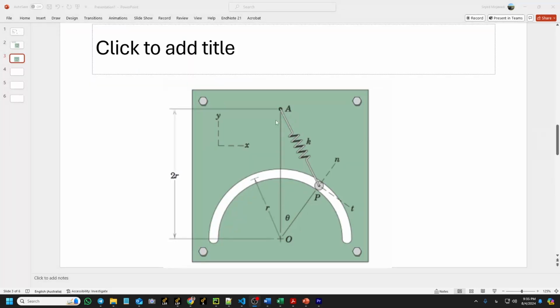Okay, for finding the force that is exerted on the pin, we need to find the length of the spring after the pin is coming to this point or any arbitrary point. So let us find it out. We have a triangle here. From here to here is 2r. From here to here, OP is r. So we can easily find this out by cosine rule. Let us do this first.